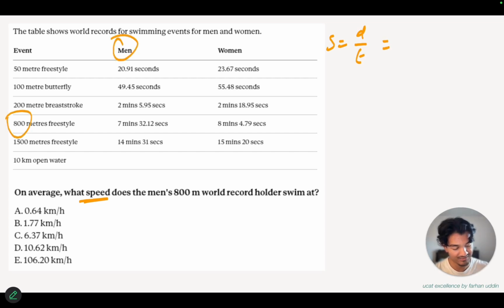So do we have the distance? Yes, we do. That's 800 meters. And do we have the time? Yes, we do. That's 7 minutes and 32.12 seconds.